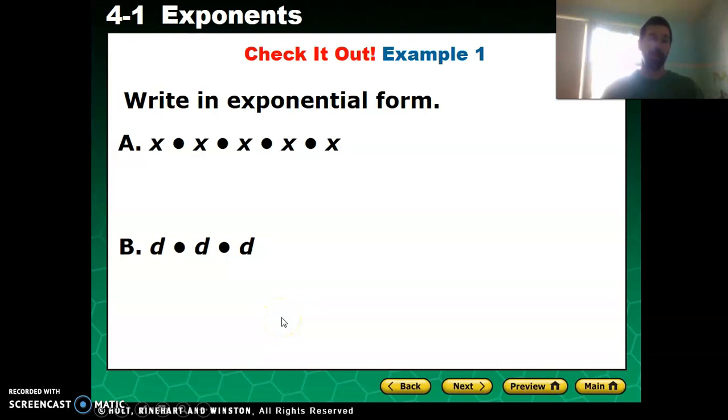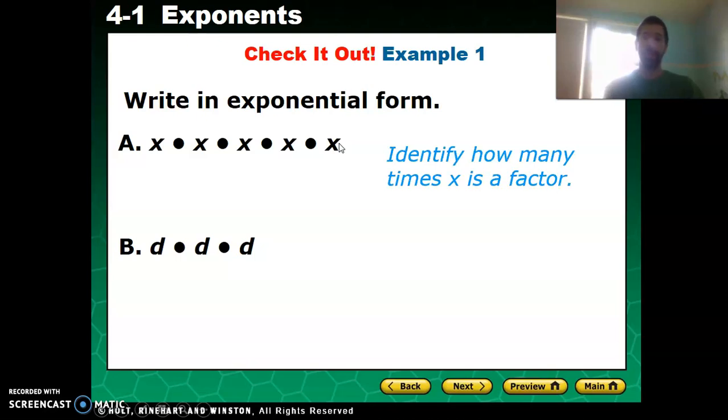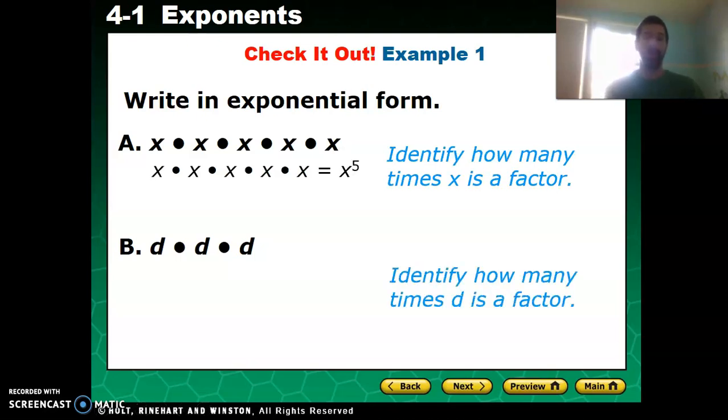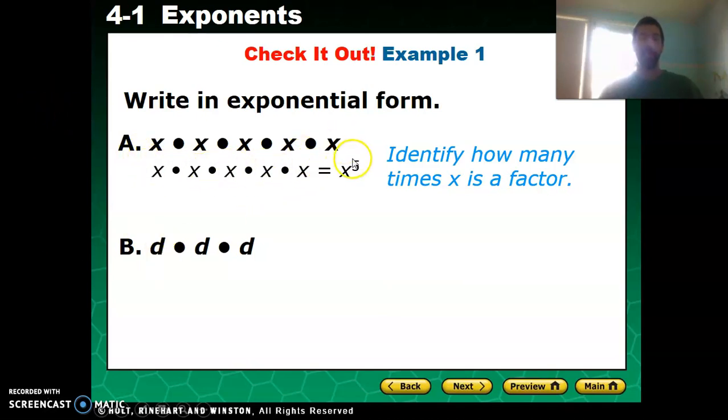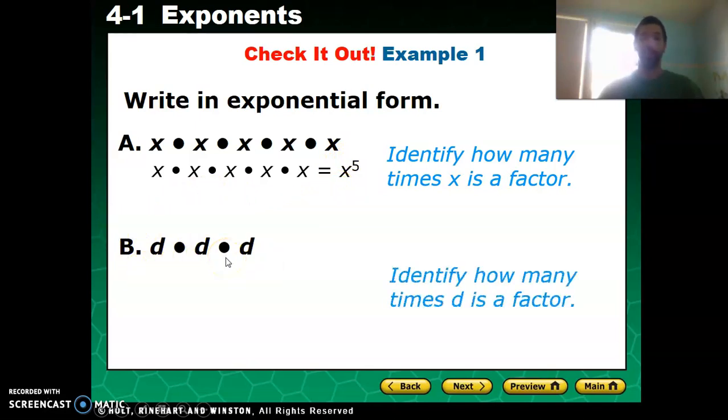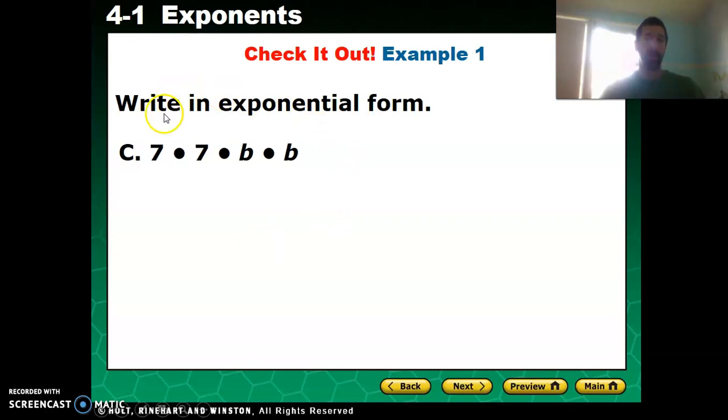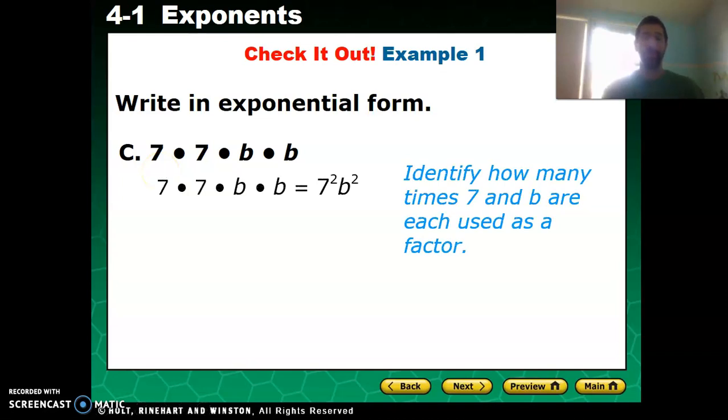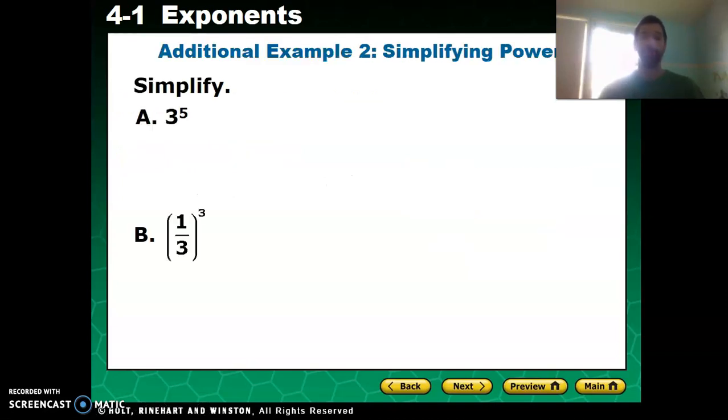Remember last week we did these problems, x times x times x times x times x. You would just identify how many times x is a factor, and it would be x to the power of 5, because there's 5 x's. Similar out here on letter B, those 3 d's would be d to the power of 3. And then we did some like this where it had both numbers and variables. So we would add up the number of 7's and then add up the number of b's, not combining them all together. And it'd be 7 to the power of 2 and b to the power of 2.